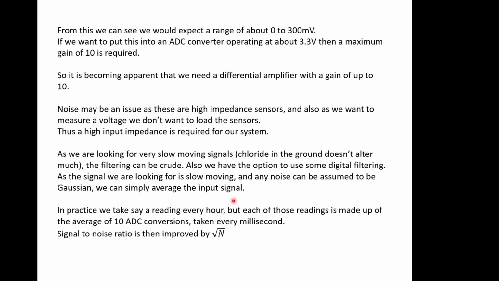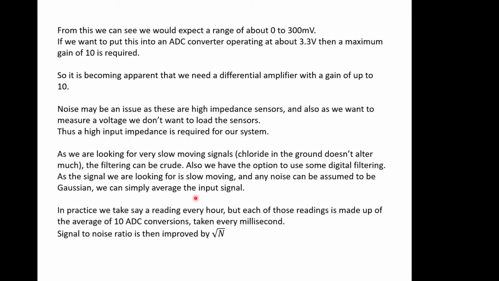But what we can do, because it's a slow moving signal, is take lots of measurements, one after the other, bang, bang, bang, bang, bang, take a measurement. And we would assume that the chloride signal hasn't changed very much between those measurements. But the noise, being Gaussian, may well go up and down. But the average of a Gaussian is 0. So if we average those numbers, we would expect the noise to drop to 0 and get the signal.